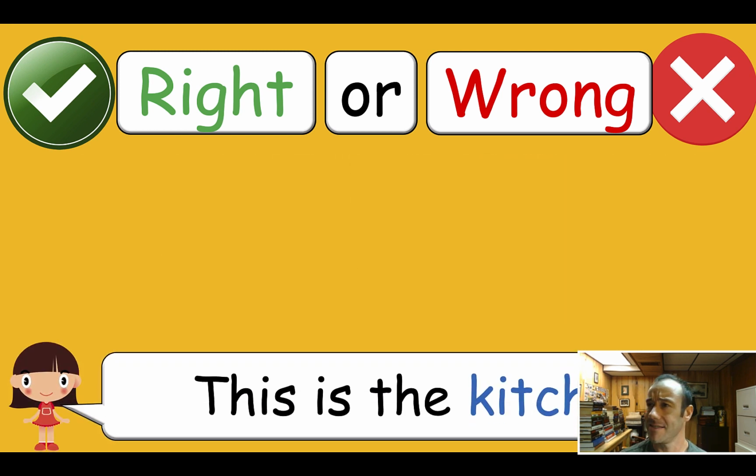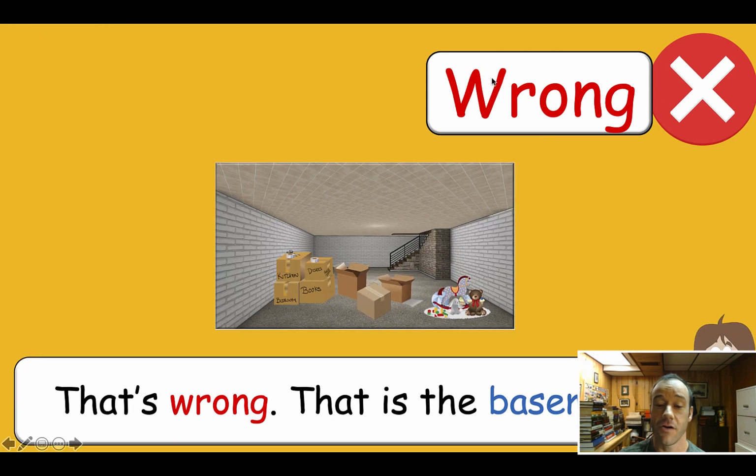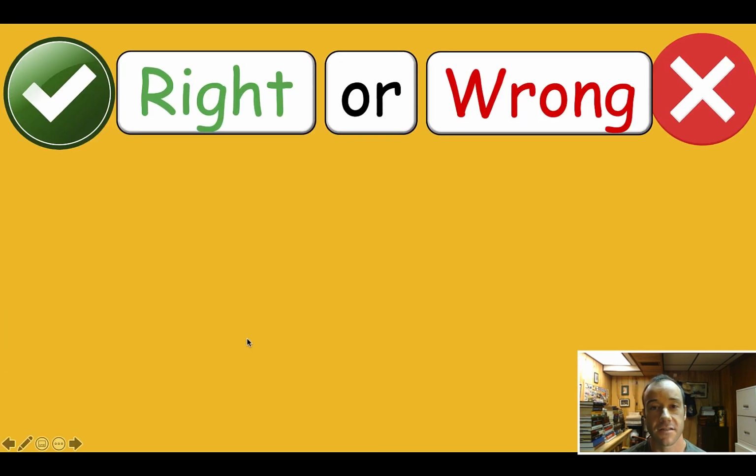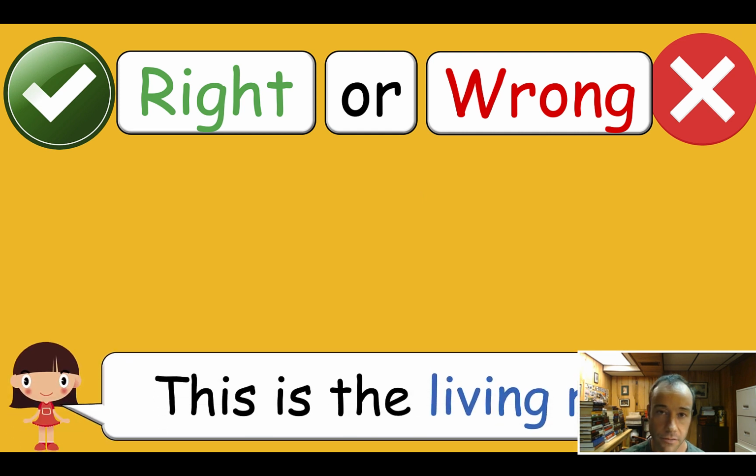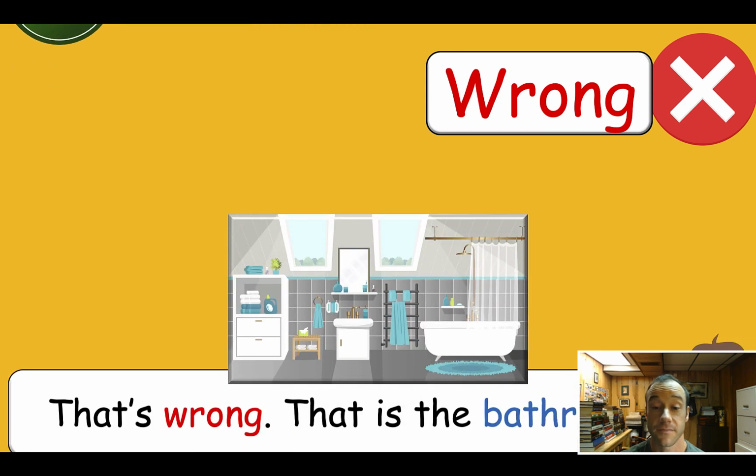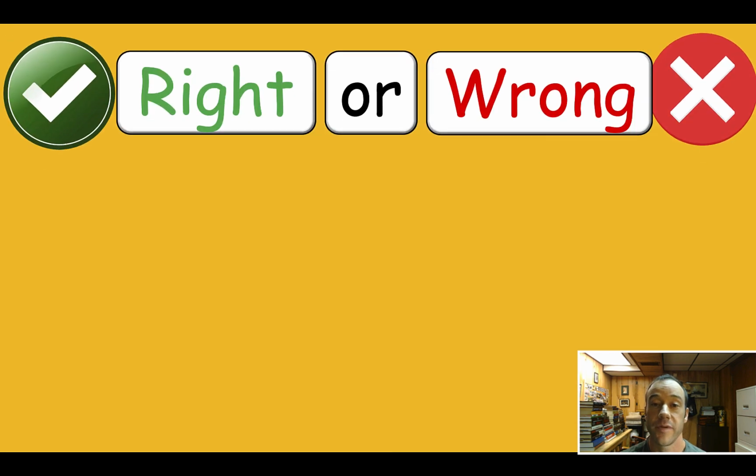Okay, this is the kitchen. No. That's wrong. That is the basement. Everything should be in a sentence. Don't just teach them yes or no. It should all be said in a sentence, a full sentence. Okay, and rinse and repeat until you get to the end.